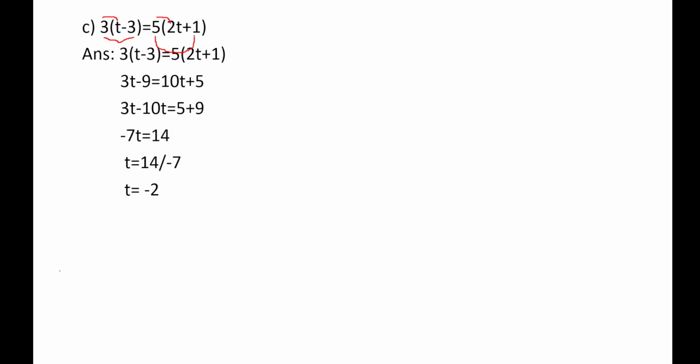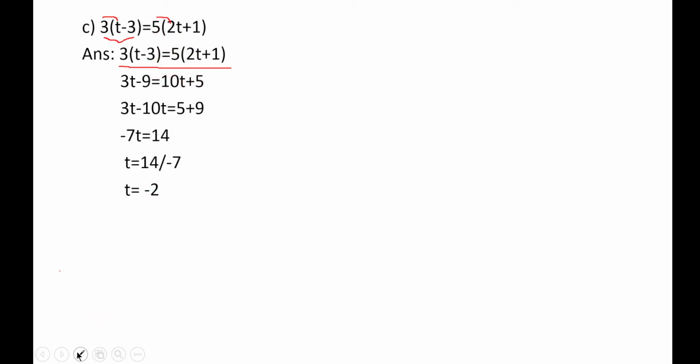Let's get the answer. Okay, so this became a little extra. Let me remove this. So here I've written the whole question once again. 3t becomes 3t here, and 3 into minus 3 becomes minus 9, equal to 5 into 2t, that's 10t, and 5 into 1 becomes 5.